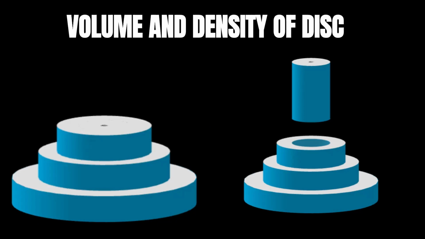Let's proceed to the next problem. This one deals with volume and density of a disk. Let's consider an example of how to handle this kind of problem. So guys, this disk is arranged in a way that one is on top of another. But there's something I want us to understand here. If you look at this disk, you will see that it is perfectly closed.